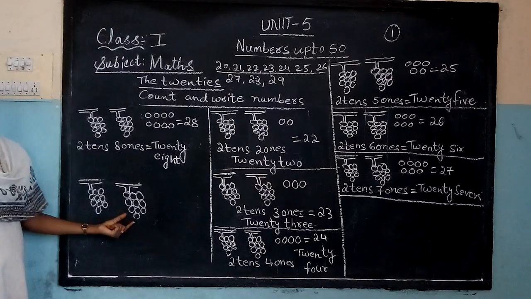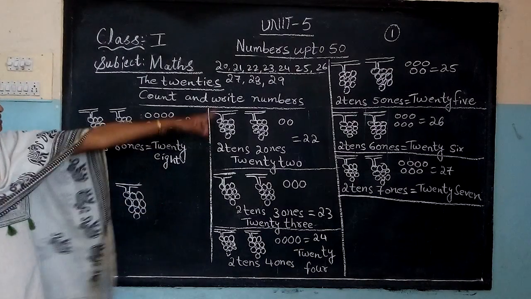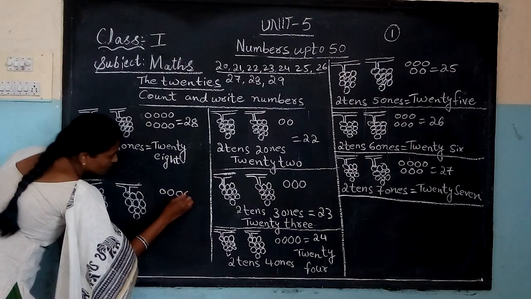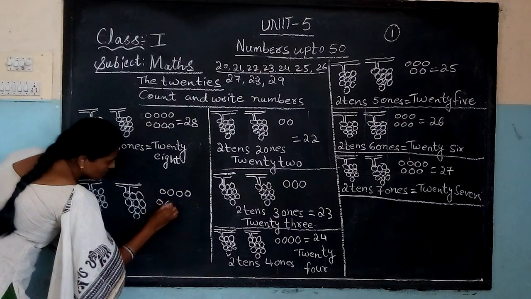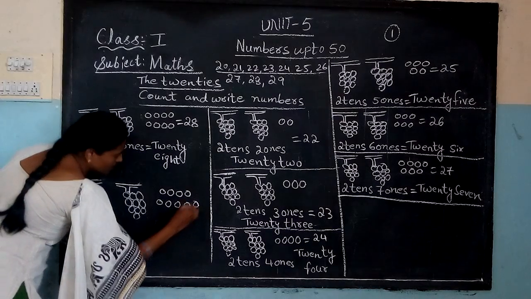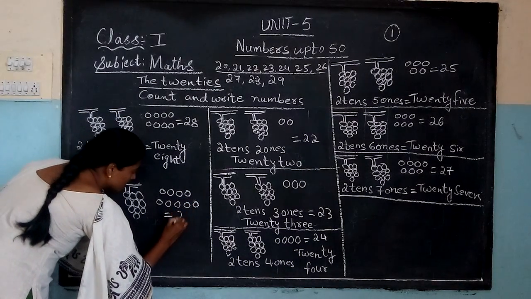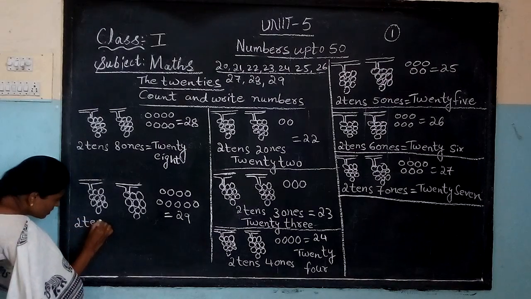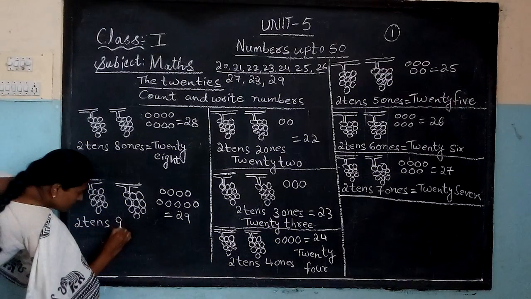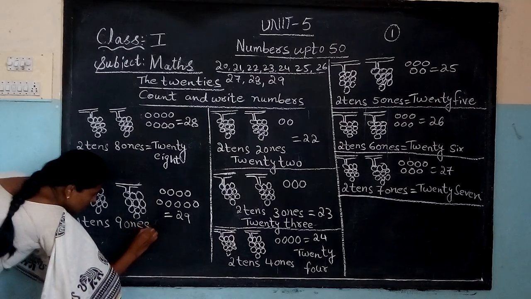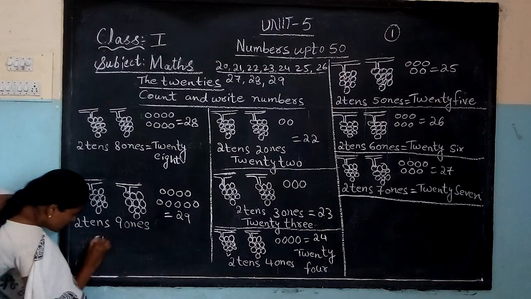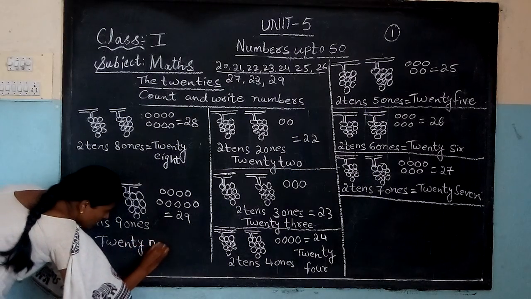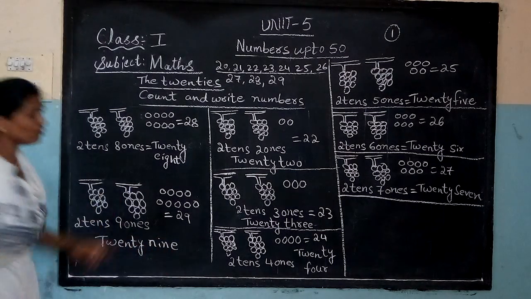Yes, next number, 29. Already two bunches are there. How much should you add here? Singles, that means 9. 1, 2, 3, 4, 5, 6, 7, 8, 9. Total, what did it become? 29. Now 2 tens, 9 ones. Number name of 29, TWENTY, 20, NINE, 9. I hope you understood, children.